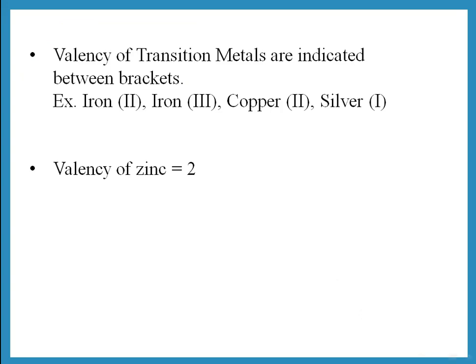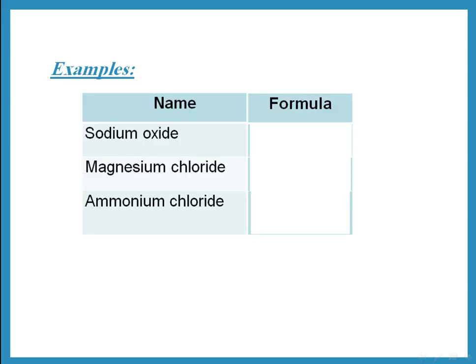We know that transition metals usually have more than one valency, so usually you will be given the valency by putting it between brackets. So for example, if I say iron 2, that means I'm talking about the iron that has valency 2. Iron 3 is the one with the valency 3, and so on. Copper is usually 2, silver is usually 1, and zinc is always 2, so no one is going to tell you the valency of zinc. You should know it's 2.